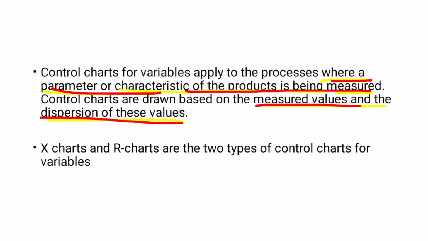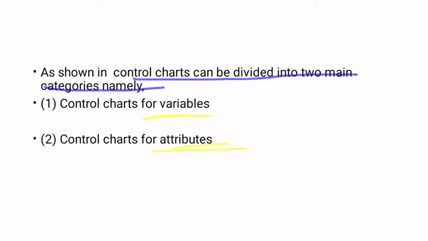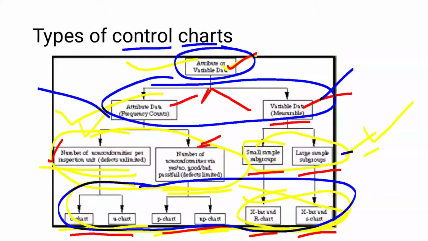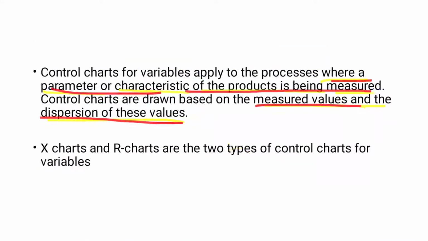Now X charts and R charts are the two types of charts for the variable. We have seen that X charts, R charts and S charts are used, but the S chart is not given in your syllabus. So what are we going to concentrate on? We are going to concentrate on X charts and R charts. These are the two types of control charts for variable.